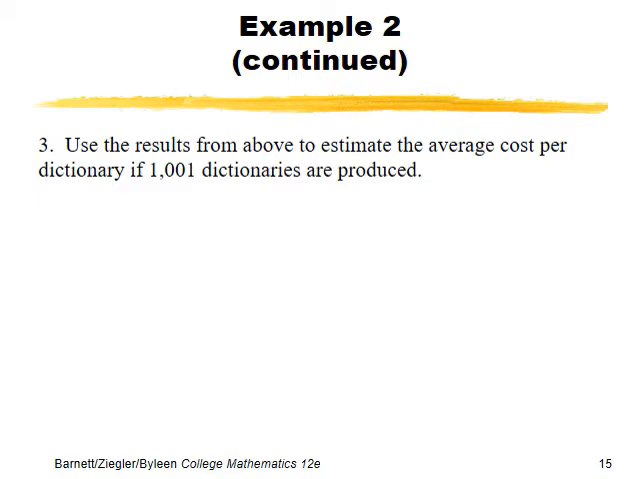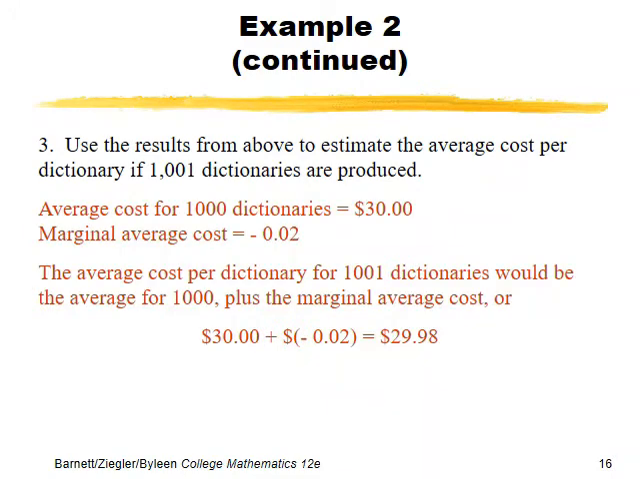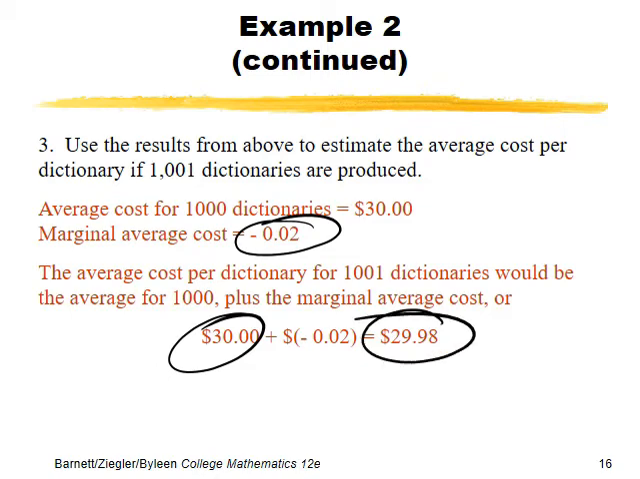Use the results from above to estimate the average cost of the 1001st dictionary. As I said, we simply substitute 1000 into the function, and we can get the marginal average cost, which is minus 0.02 dollars. So the average cost per dictionary for the 1001st dictionary would reduce by 2 cents. The actual cost was 10, so the cost of producing the 1001st dictionary will reduce by 0.02, which will become 9.98.